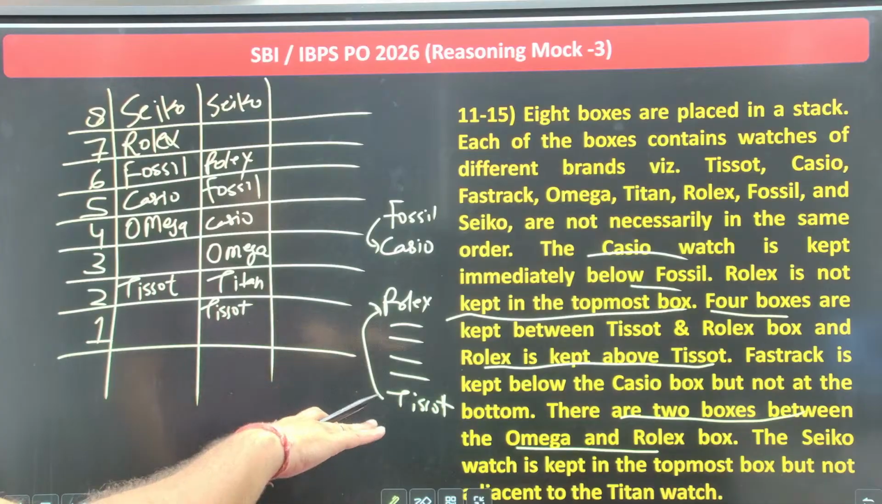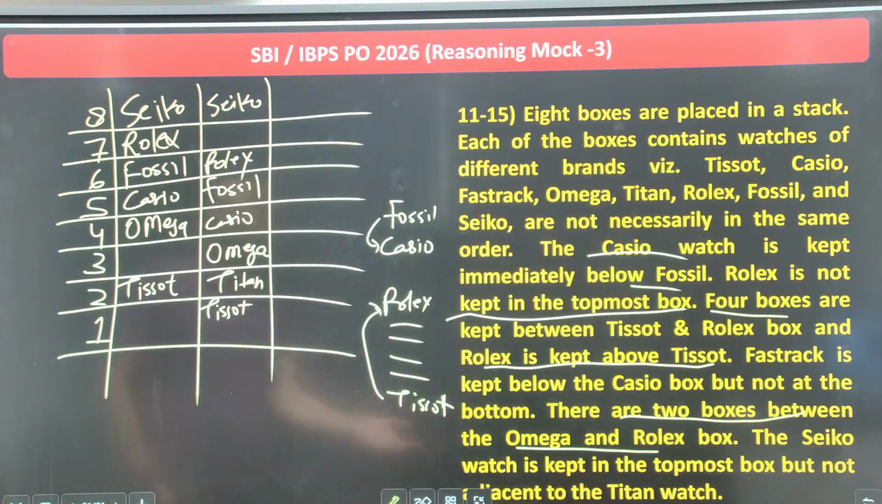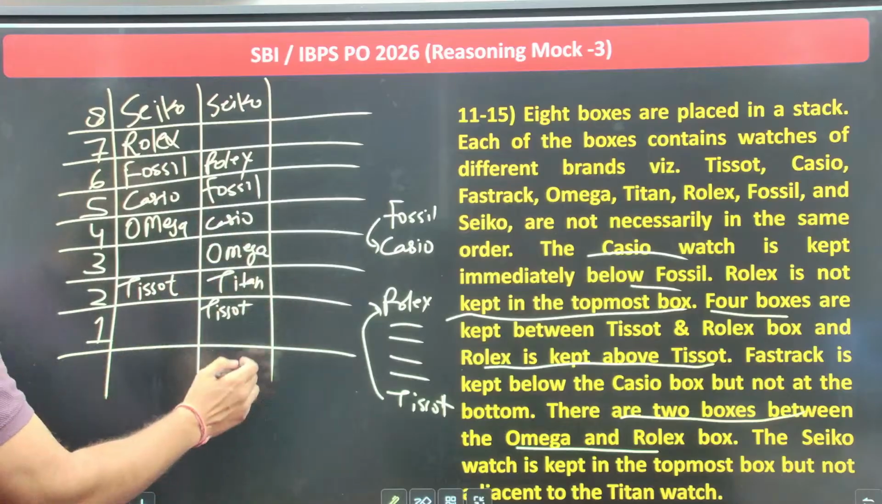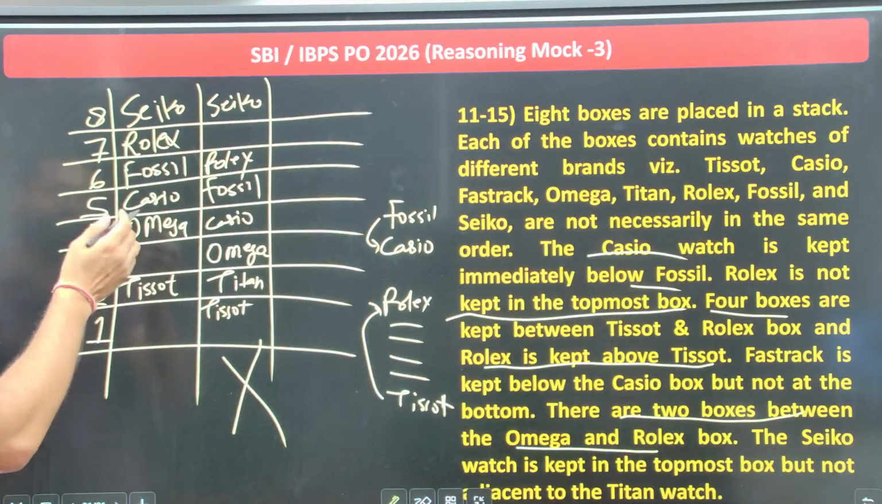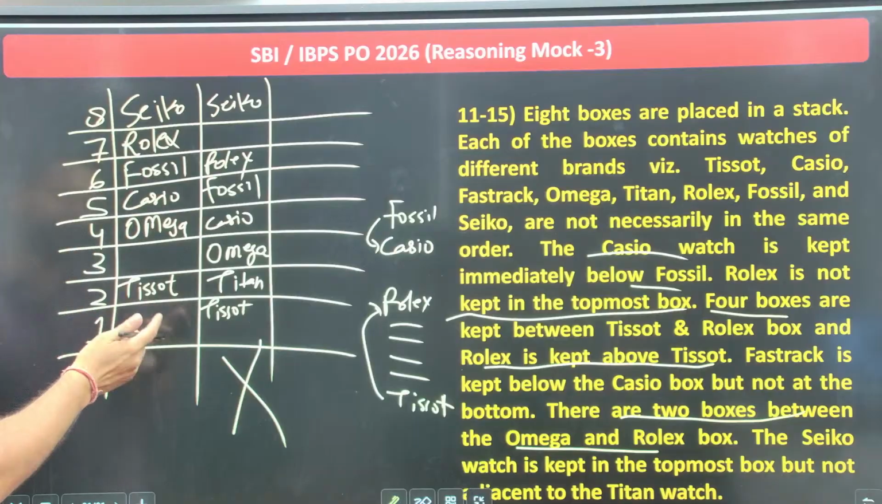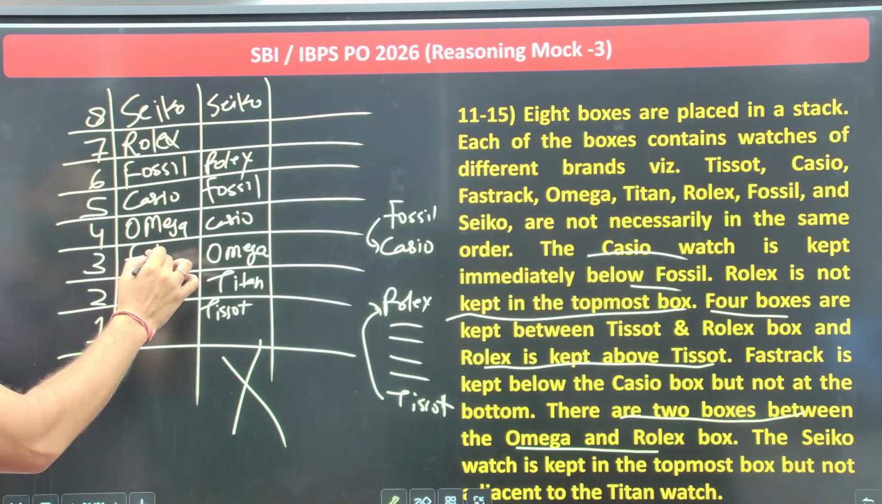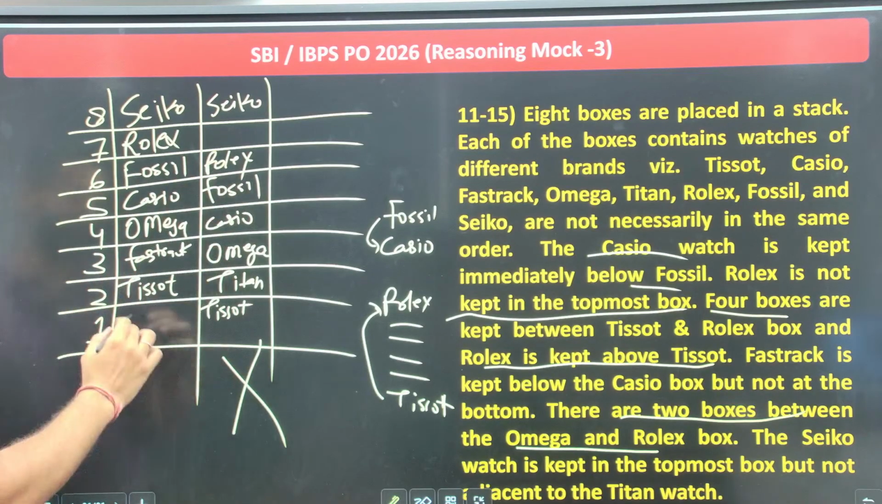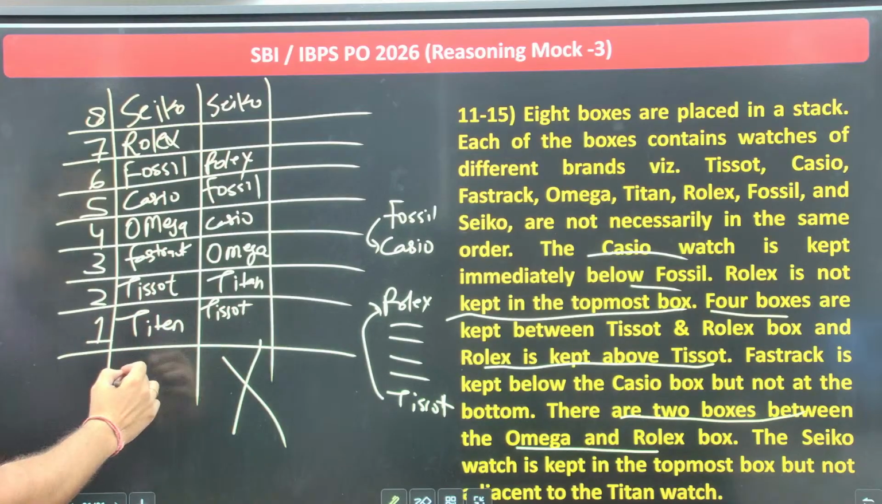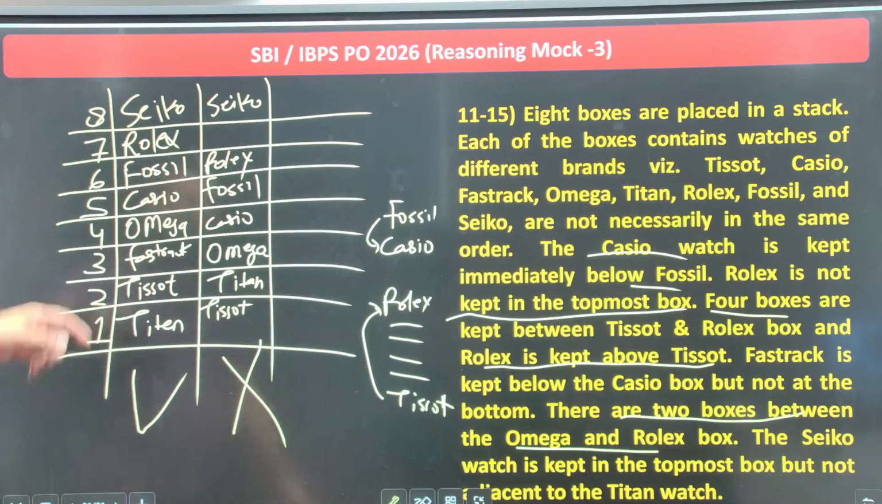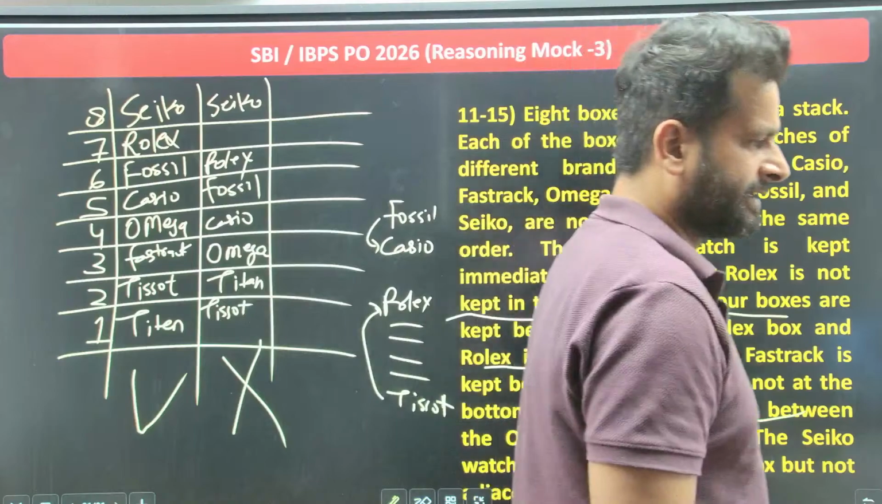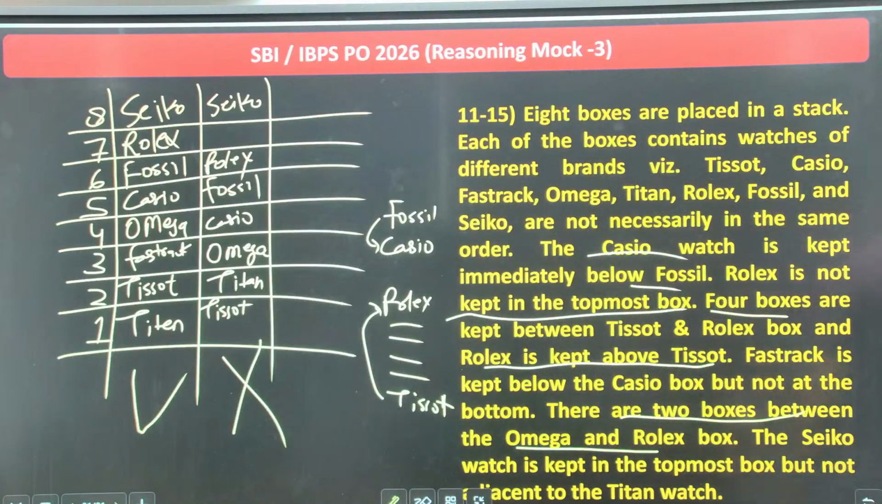Fastrack is below Casio, not at the bottom. This will be Fastrack. The remaining one will be Titan. This is right: Seiko, Rolex, Fossil, Casio, Omega, Fastrack, Tissot and Titan. This is your full and final arrangement. Just have a look at this arrangement. Is it okay? Clear to each one of you?